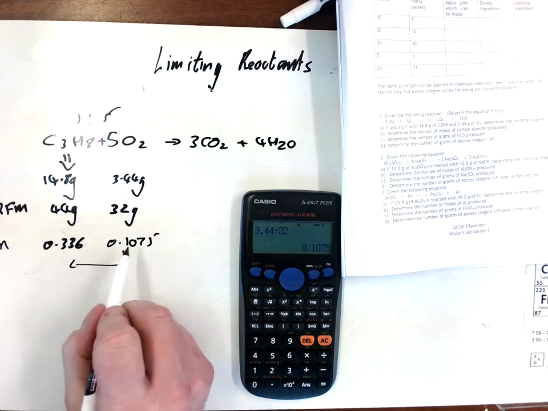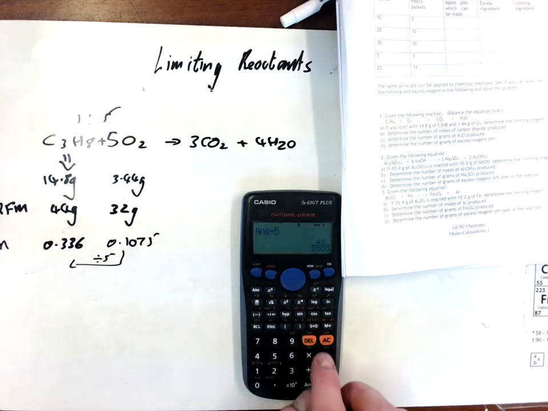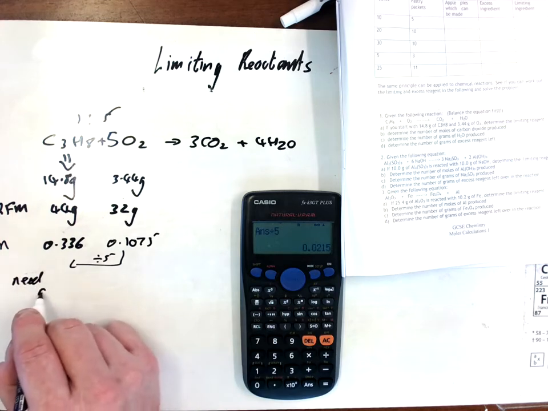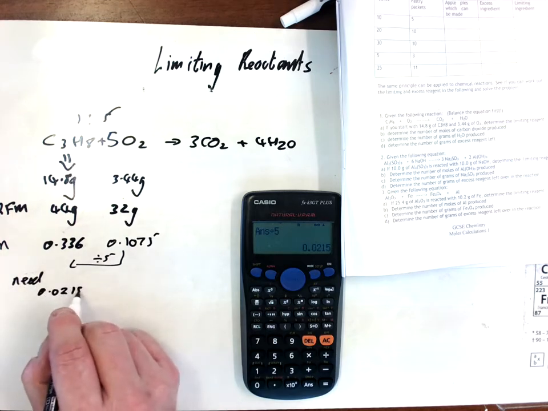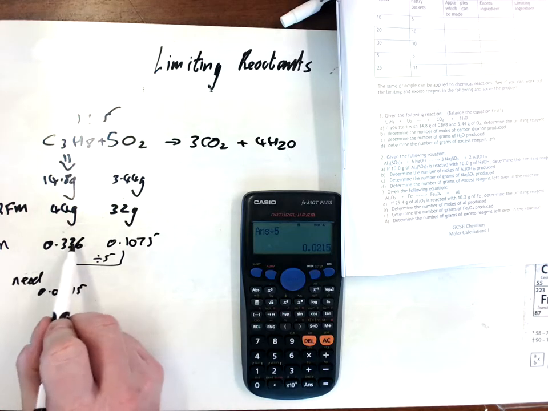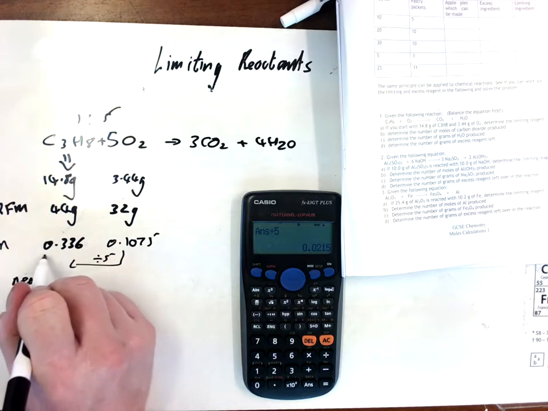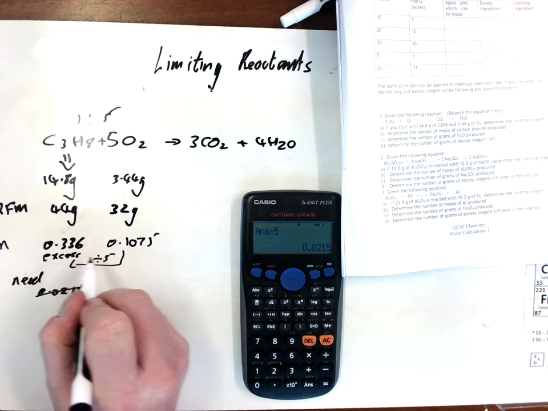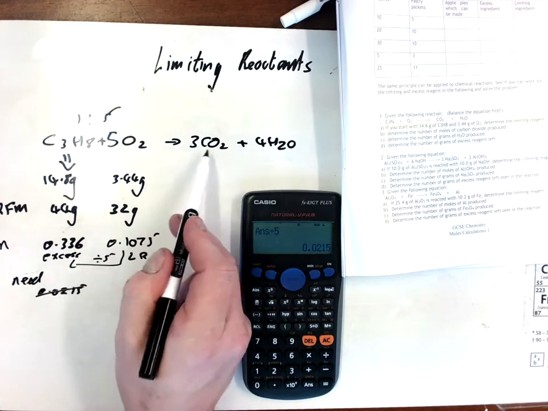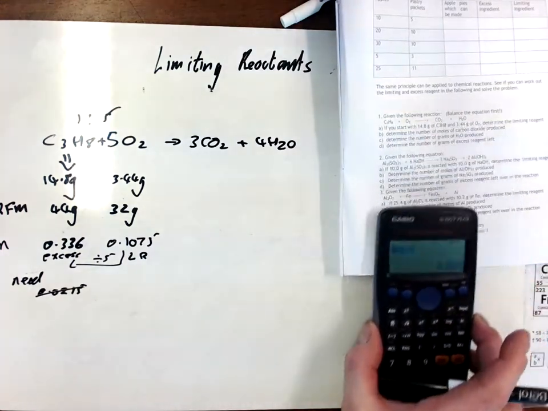Well, I would need 5 to 1. I would need a fifth of that, so I would need 0.0215, but I actually have 0.336, so I have lots more of this than I actually need. So indeed, this one is my excess, making that one my limiting reactant, which means it will control how much of this and this I will be able to make.